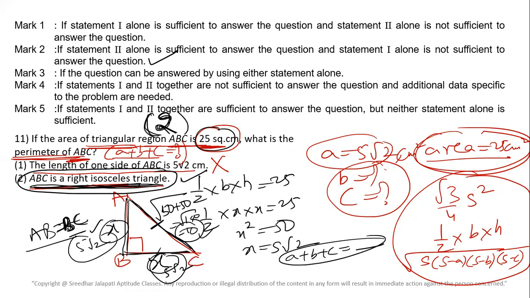From the information right isosceles, that is right angle as well as isosceles, and also the area which is given in the question, I found all the three sides. Therefore, I can find the perimeter as well. So the answer is 2 alone. Okay. So these are some of the questions. I hope you understood my explanation.